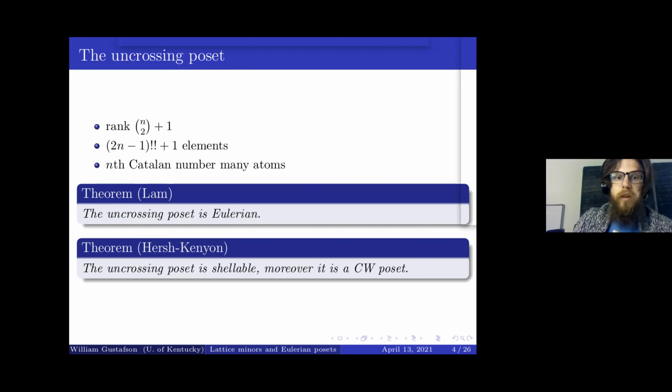Okay, and so this poset is indeed Eulerian, as shown by Thomas Lam. So it's actually not so trivial, not so easy to see. It took a lot of work, or maybe not a lot of work, but it took some work.